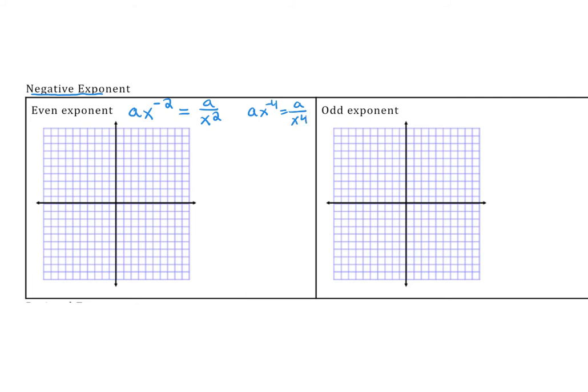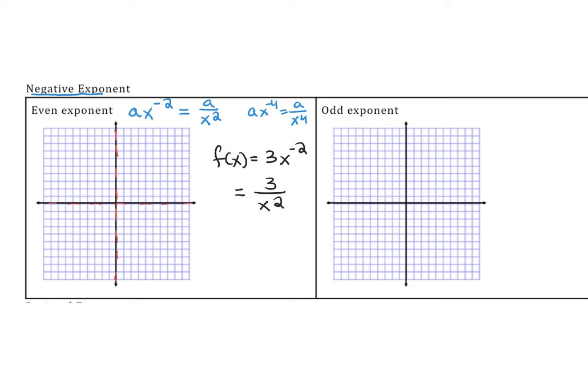So here is an example. F of x equals 3x to the power of negative 2. So first I just want you to rewrite it. So it's 3 over x squared. So that's like a rational function. I have a vertical asymptote right at 0. And then I'll also have a horizontal asymptote at 0.